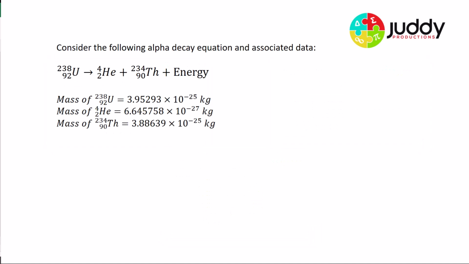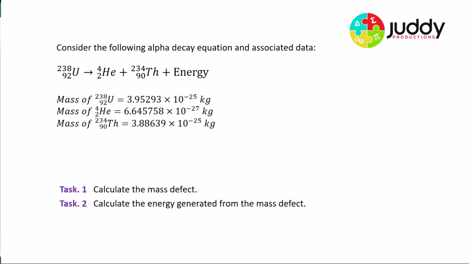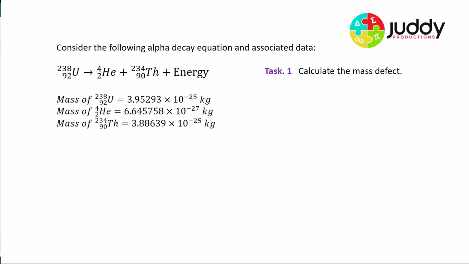So on the screen you can see we have an alpha decay equation. We have uranium-238 that decays into thorium-234 by giving off an alpha particle, and in the process it gives off considerable energy. We also have the masses for the isotopes shown in the above equation. The task for today, number 1, is to calculate the mass defect, and number 2, calculate the energy generated from the mass defect. So task number 1, to calculate the mass defect for the equation shown on the screen.